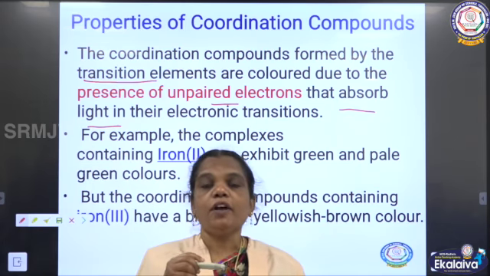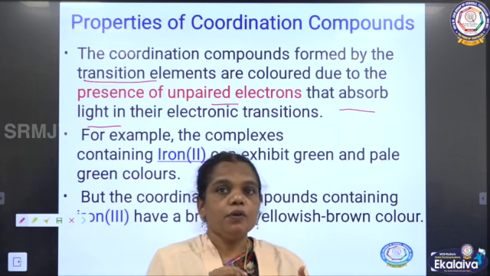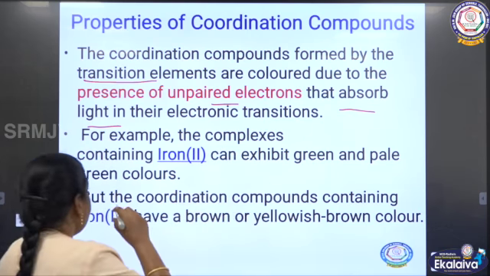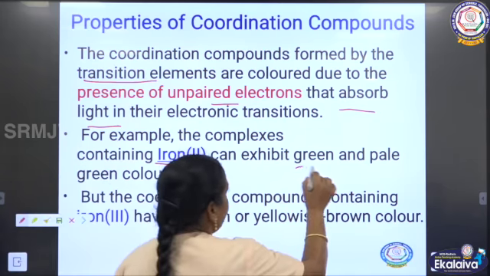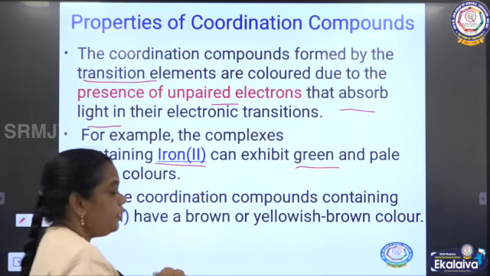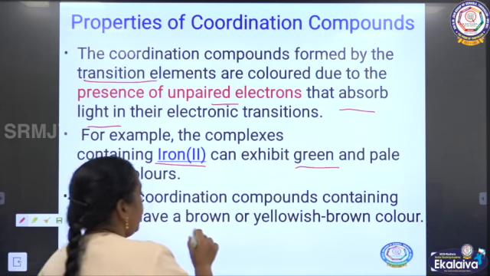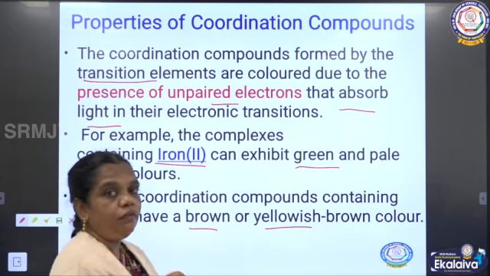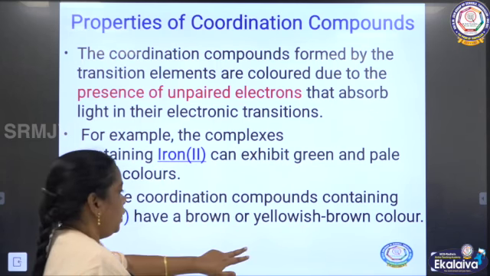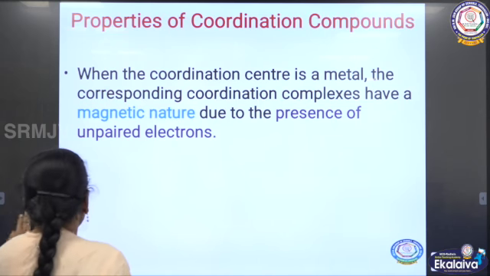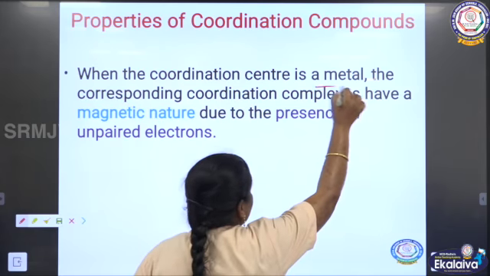So, due to the presence of unpaired electrons in the coordination complex, they can give a colored compound. For example, iron 2 compound. The iron 2 compound can give green and pale green color, and due to the excitation by the oxidation, loss of electron, it becomes what? Brown and yellow. So, due to the presence of unpaired electrons, the coordination compound can show colored compound.